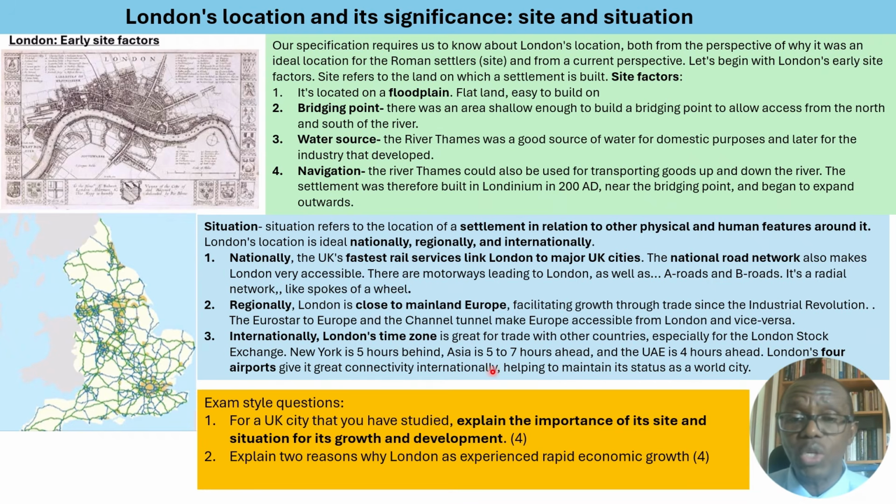And then if we are talking about Asia, Asia is 5 to 7 hours behind, and then UAE is 4 hours ahead. So that then means that if you're trading with these other parts of the world from London, then it's easy to do so because the time zone allows for that to be possible. Now, we also do know that in terms of stock exchanges, the London Stock Exchange is one of the ones that is known globally. And then New York Stock Exchange is also a big one. So in terms of generating revenue, those stock exchanges do generate a lot of money.